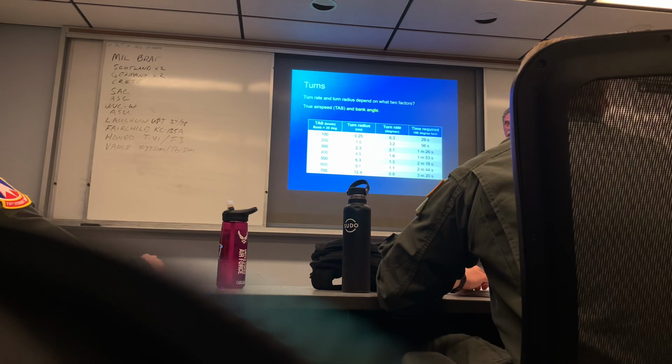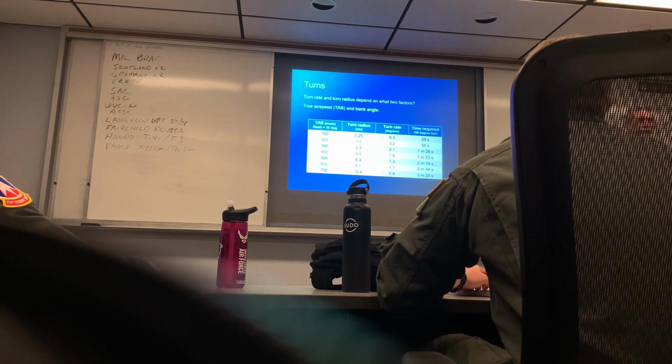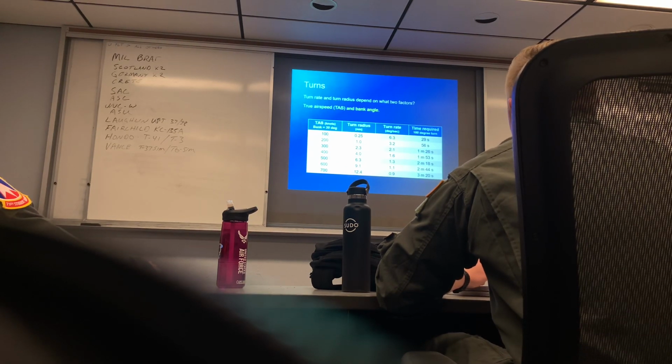So turn rate drops with increased velocity and the same bank angle. We're assuming the same bank angle, okay? And here's our time to turn 180 degrees. Okay? This is why the SR-71 took 2 states to turn around. Yeah, I mean, you're going 2,100 miles an hour, it takes a long way to turn around.